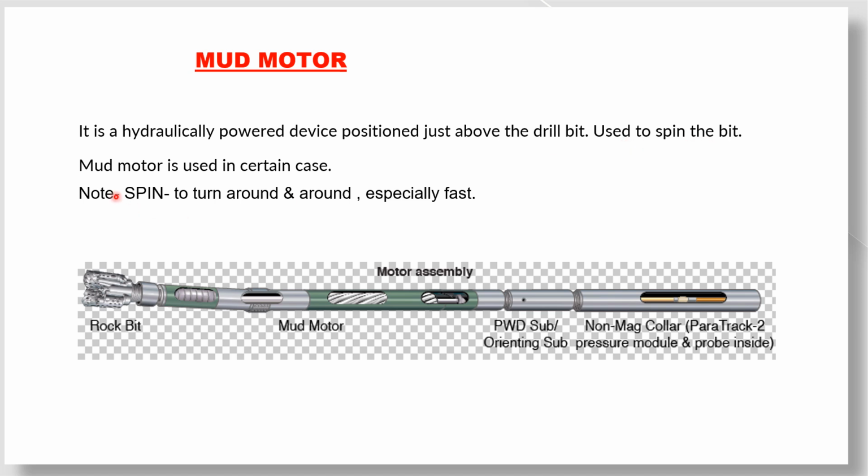The mud motor is used in certain cases as per the requirement of the well program. Maybe as per the well program the mud motor is not needed. If the drilling engineer decides that it is not needed, then the mud motor will not be used in that drill string. So that's why the mud motor is used in certain cases. I have said it is used to spin the bit. Spin means to turn around and around, especially fast. So this is the function of the mud motor.